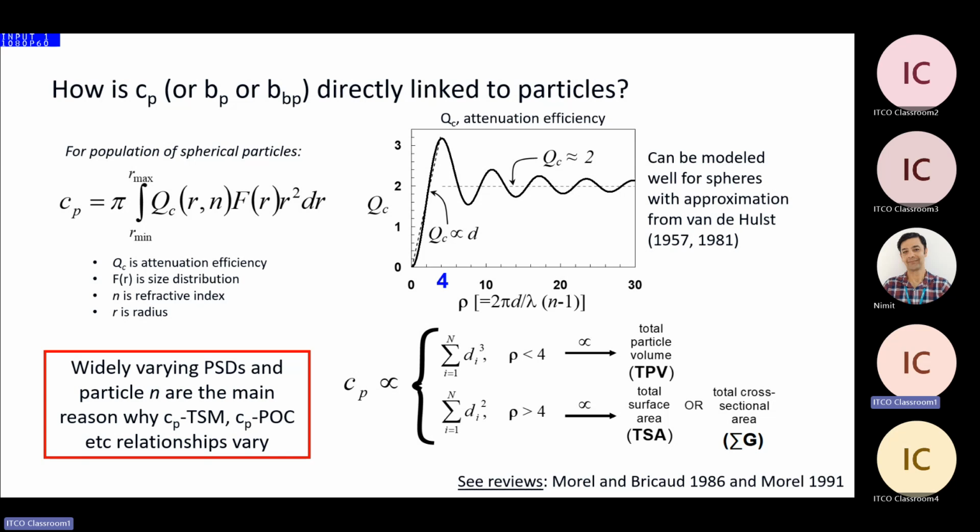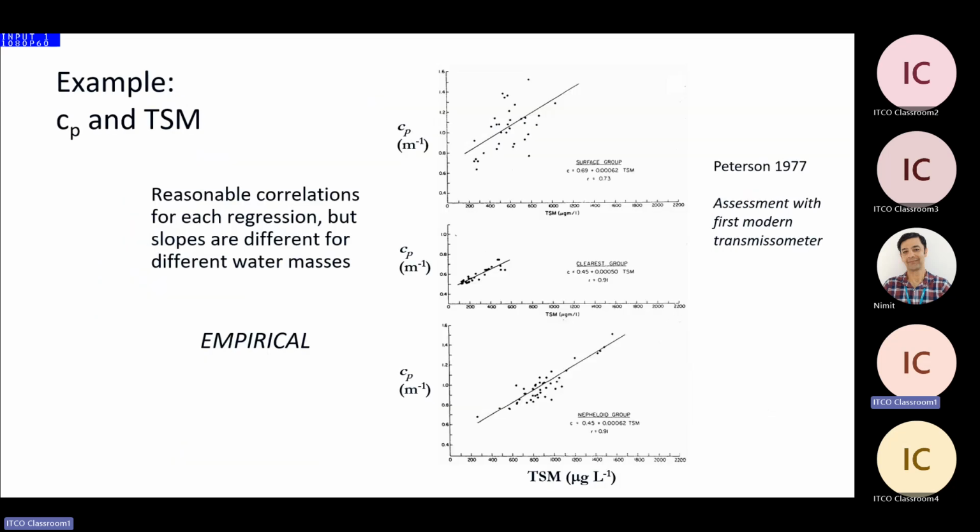So widely varying size distributions and particle bulk refractive index are the main reasons why people have, you can collect all the particles onto a filter, you can weigh that before and after, and so then you get your suspended particulate matter weight, and you can compare that to c. A lot of people have looked at this, and you get linear relationships in certain times and places, but it varies a lot. So this is an example.